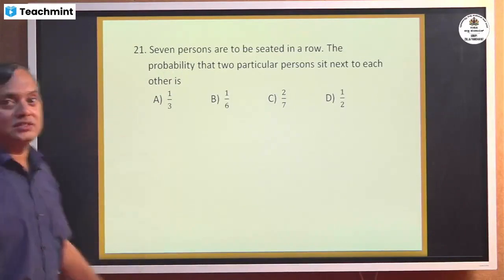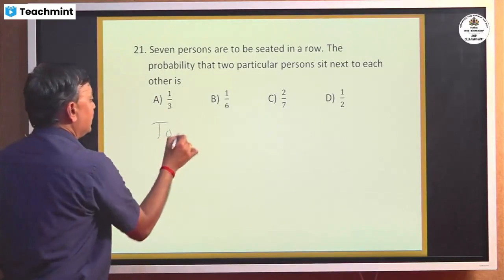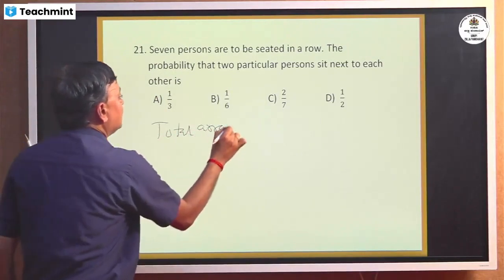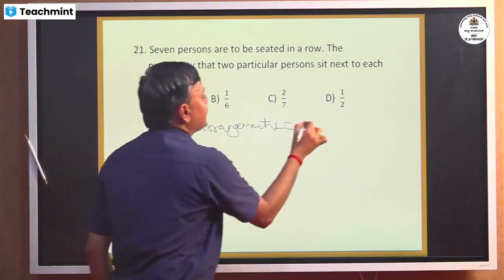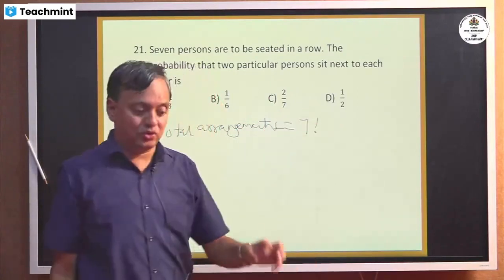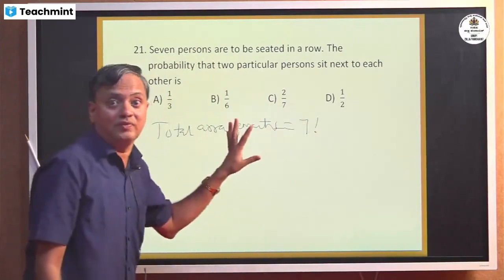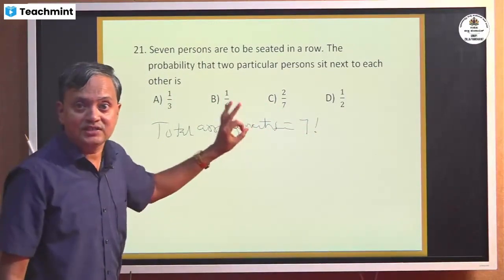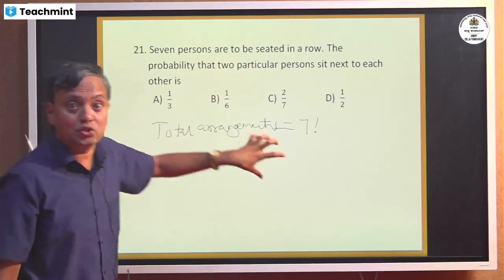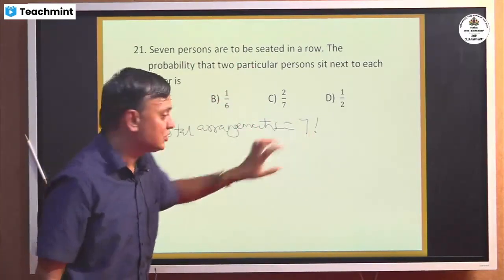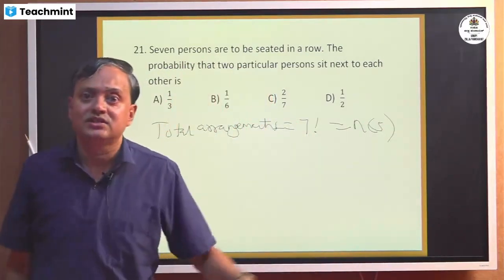7 persons are to be seated in a row. So total arrangements is 7 factorial, correct? 7 persons can be arranged in a row in 7 factorial ways. But the condition is here, this is the total outcomes, this is the whole sample space. So this is n of S. So we have to arrange in 7 factorial ways.